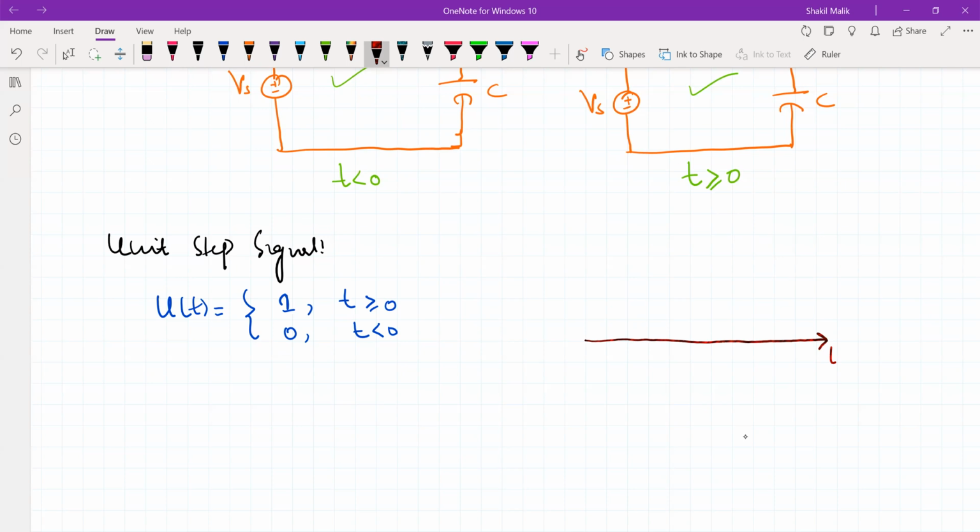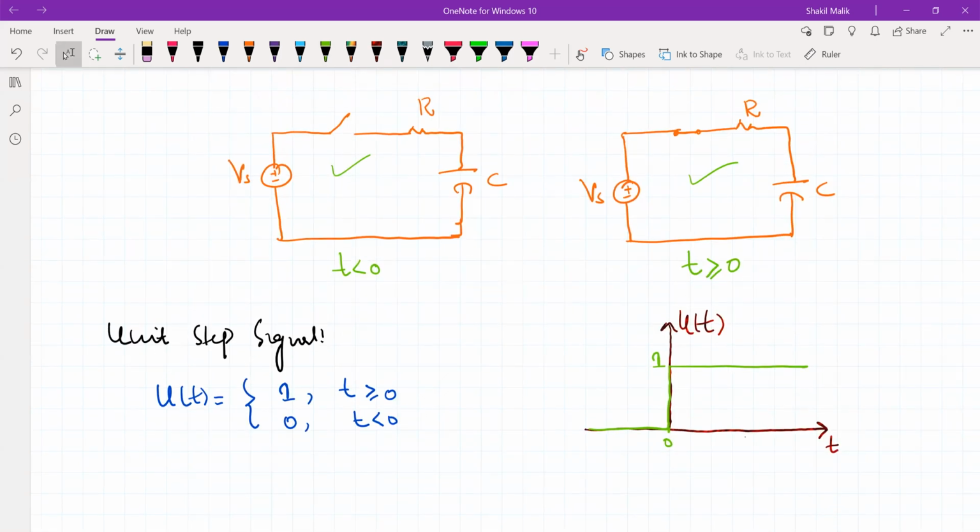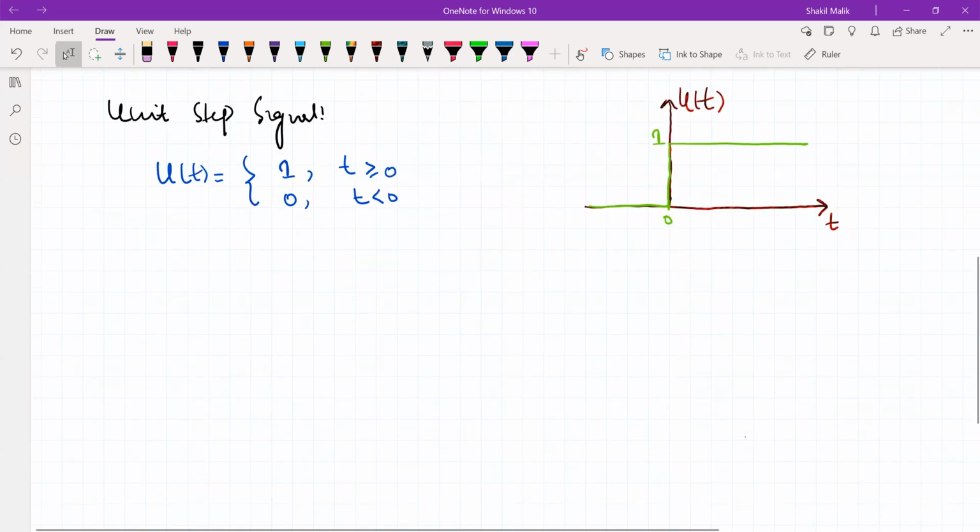If this is the time axis and this is the amplitude axis, this is u(t): the signal becomes equal to 1 when t is equal to 0, and for t less than 0, the signal is equal to 0. So this is the graphical definition of this signal. We can use this signal to model this switching action, and the circuit that we draw by using this unit step signal will be valid for all time. All right. So let me show you how. So this is the same RC circuit.